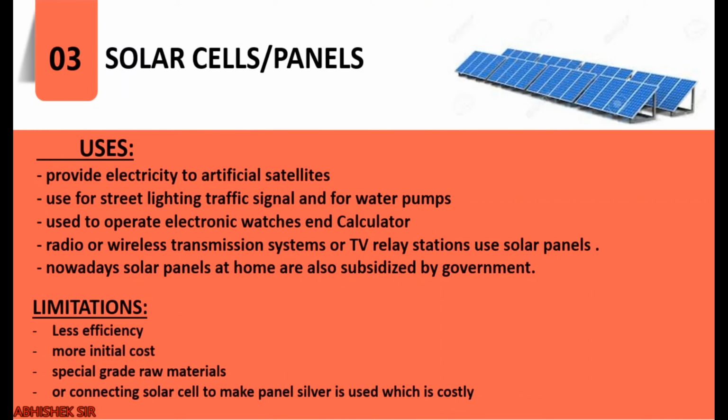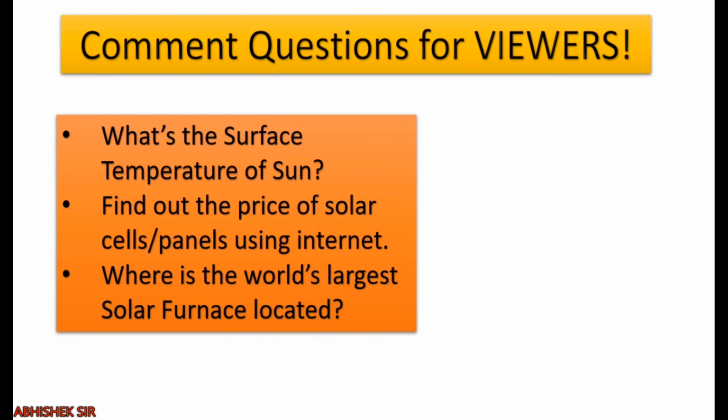We feel very proud that Gujarat is ranked first on the basis of the total amount of solar panels that are fixed at homes. Gujarat ranks first. Limitations again: less efficiency, more initial cost, special grade raw materials are used, and for connecting solar cells, silver is used, so that is very costly.